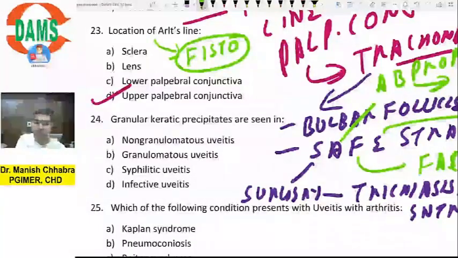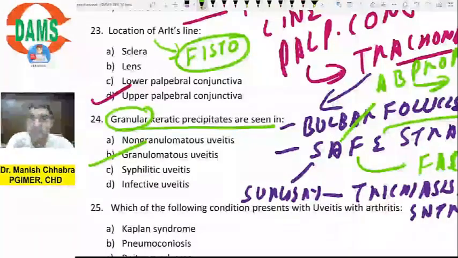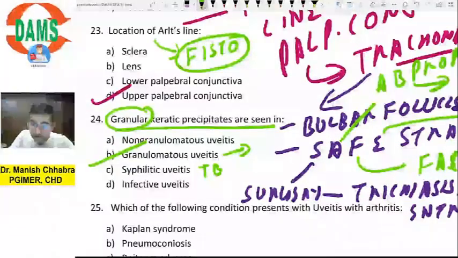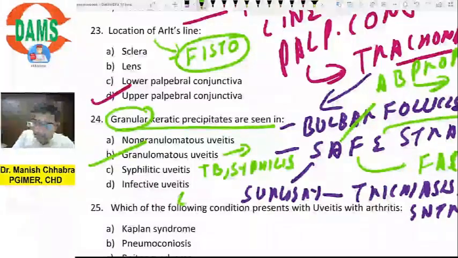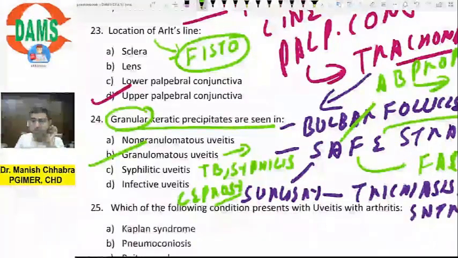Okay, now next question, granular keratic precipitates are seen in. So keratic precipitates, of course, they are seen in uveitis, and granular keratic precipitates will be seen in granulomatous uveitis. Now they are not going to be there in non-granulomatous. Okay, what are the causes of granulomatous uveitis? 3 important causes that you should know: tuberculosis, syphilis, leprosy.